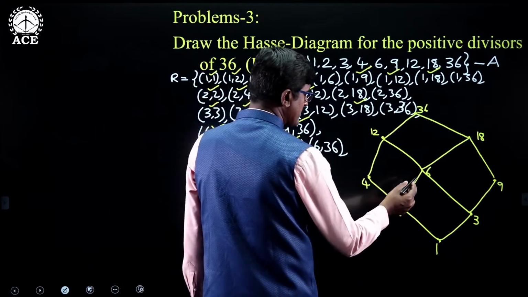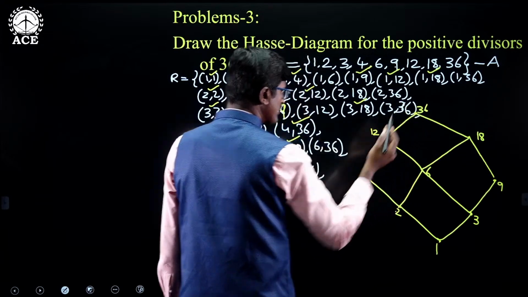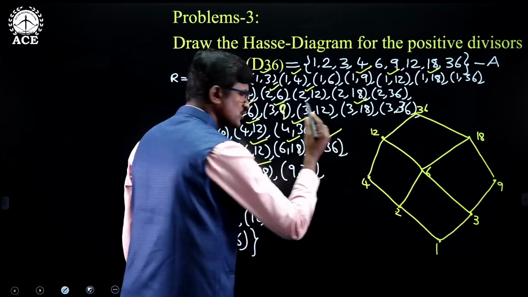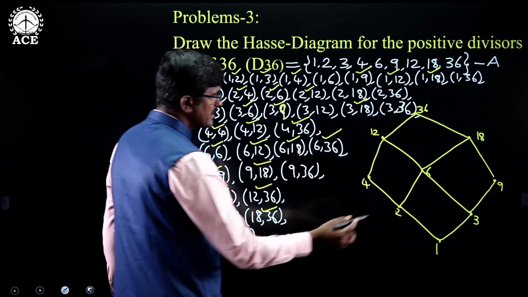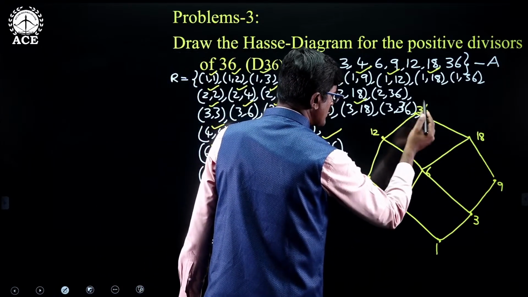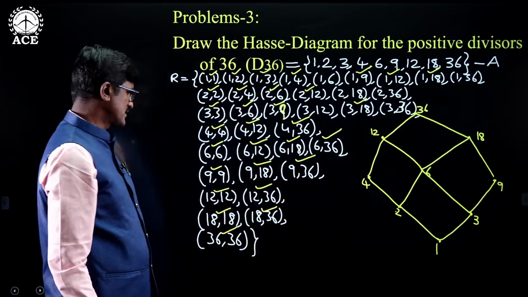Now look at this: there is a relation from 6 to 18, 18 to 36. Therefore, there will be a relation from 6 to 36. Next, 9 to 36. There is a relation from 9 to 18, 18 to 36. Therefore, there will be a relation from 9 to 36.